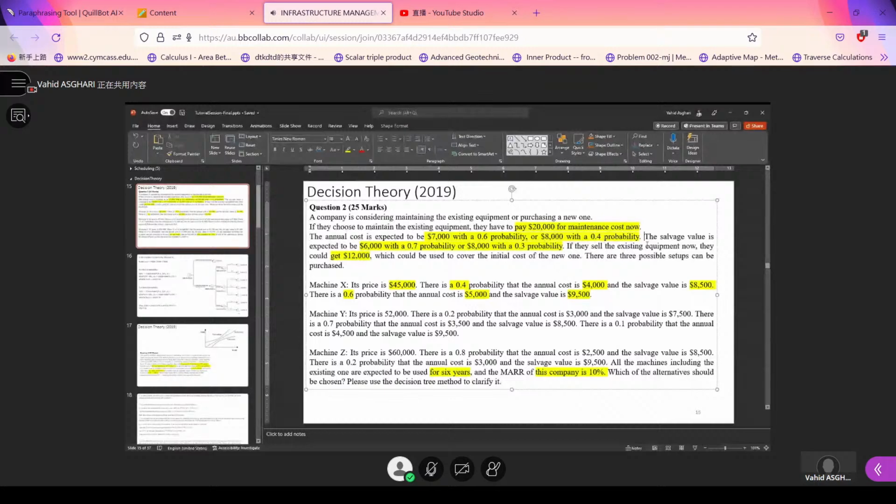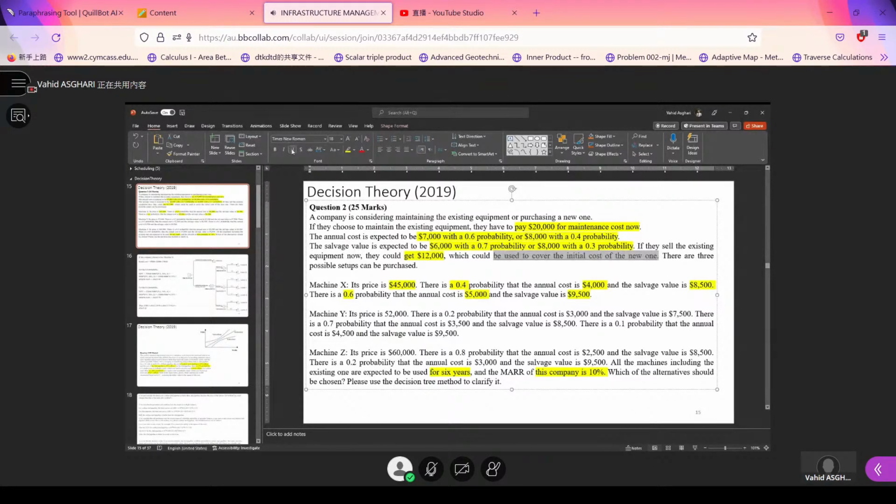Okay, got it. So our expectation of the annual cost will be found by finding the expected values: 0.6 times 7K plus 0.4 times 8K. We will do it later on. The salvage value is expected to be $6,000 with 0.7 probability, or $8,000 with 0.3 probability. Again, we need to find the expected value. Nothing really serious here. If they sell the existing equipment now, they could get 12K, which could be used to cover the initial cost of the new one.